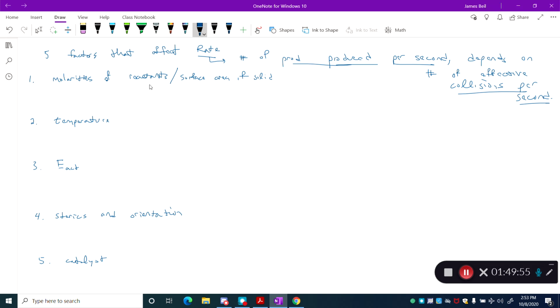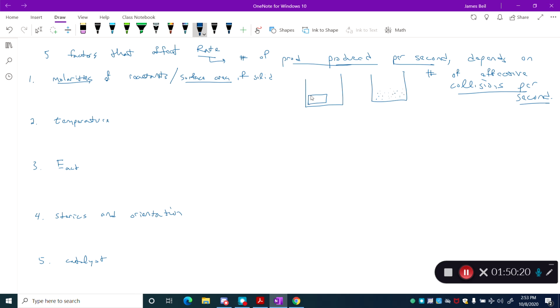So the concentration in molarity for the reactants, or if it's a solid, the surface area of the solid has a big impact on that, right? If it's a solid, if I have a reaction and I've got some chunk of solid, is that going to have a faster rate or slower rate than if I were to break the solid up into tiny particles?